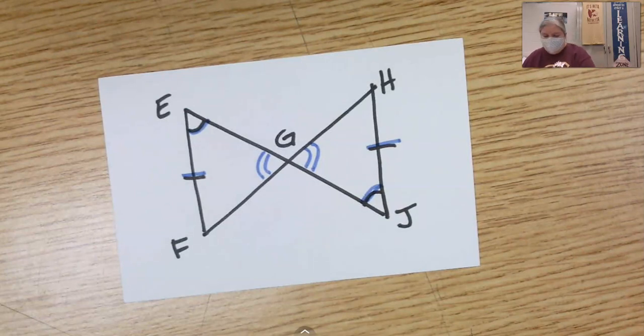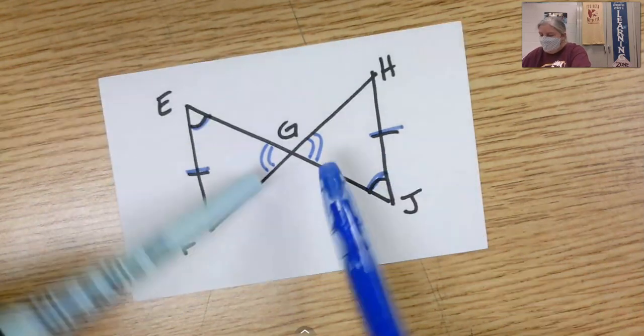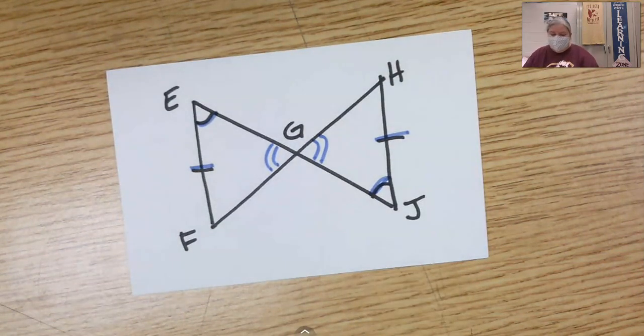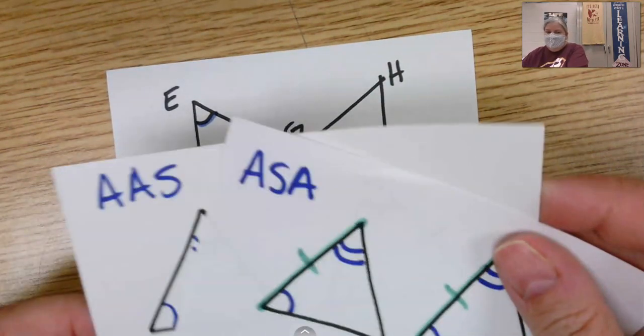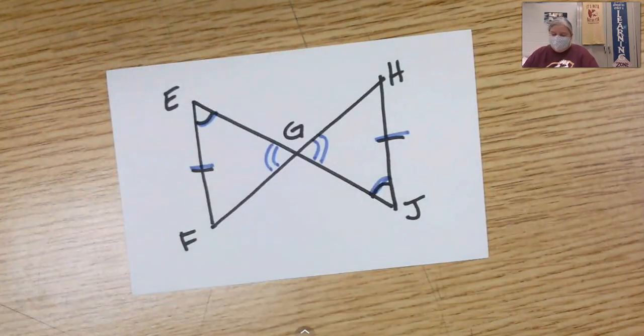So now I have 2 pairs of angles. Here's the first pair, and here's the second pair. And I've got a pair of sides. 2 pairs of angles, 1 pair of sides. That means chances are pretty good one of these is going to apply. Now I just have to figure out how the pair of sides relates to the angles in each triangle.